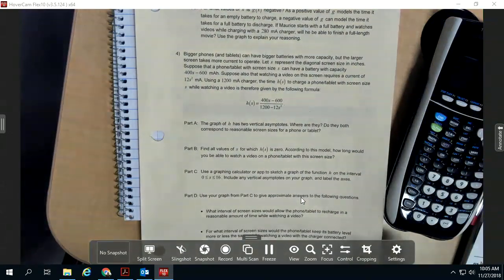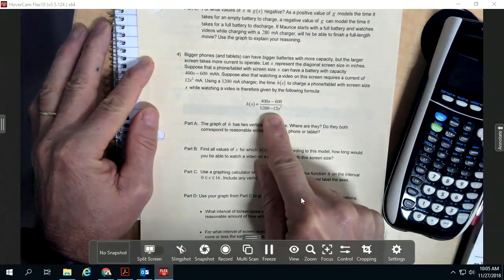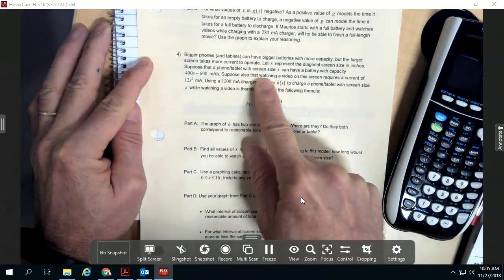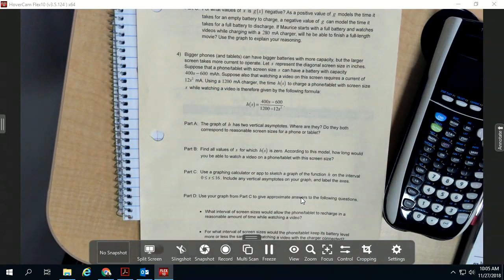Well, then it says here, a 1200 milliamp charger, and it says, suppose that watching a video requires a current of 12 times the screen size squared. Now you may say that doesn't really make sense, but think about it this way. If you're watching a video on a bigger screen, doesn't it make sense that the amount of battery you will use is related to how big that screen is? But there are two dimensions of that screen: the vertical direction and the horizontal direction. So that's why the squared comes in. Everybody agree with that?